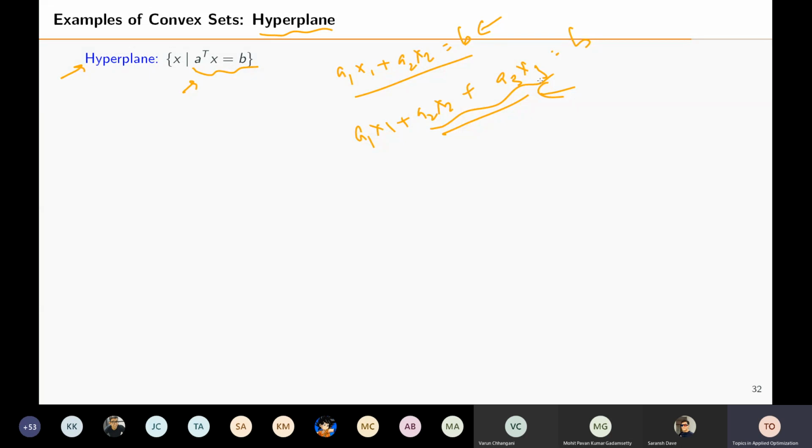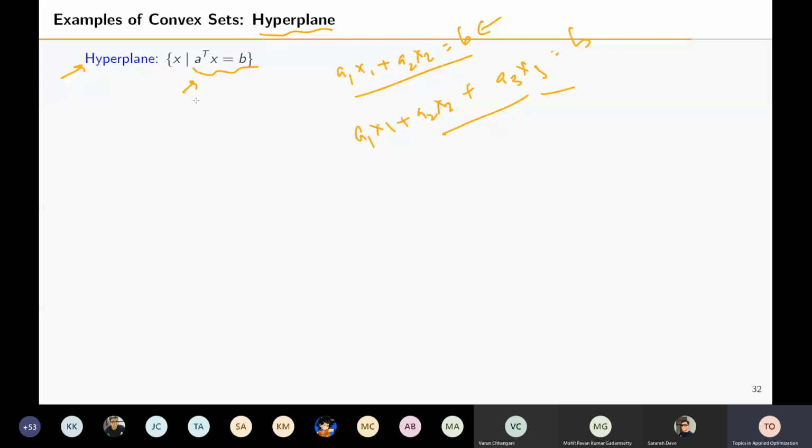Now the question is, is a hyperplane convex? If you imagine it, it looks convex only because it's a plane, right? If I take any two points on the plane, the line joining them ends up in the plane. But we can concretely prove this, right?